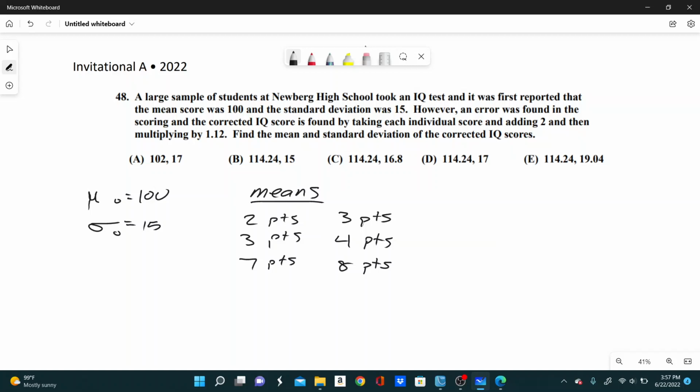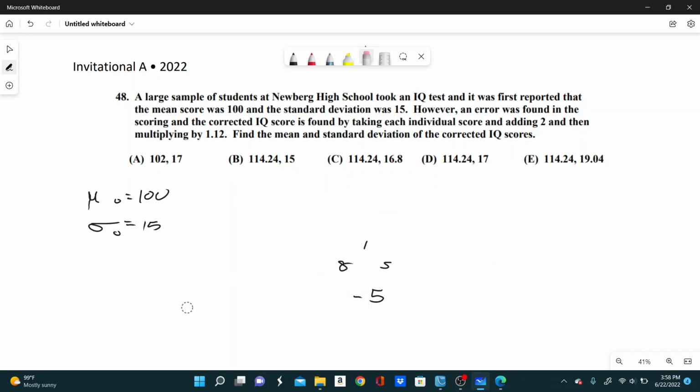If I found the mean of both of these sets, the mean of the left hand, 2, 3, and 7: 2 plus 3 is 5, 5 plus 7 is 12, so the mean would be 4. And for the one on the right, 3 plus 4 is 7, plus 8 is 15, so the mean of this set would be 5. In other words, if you add a constant to all the terms in your set, the mean will increase by that same amount.